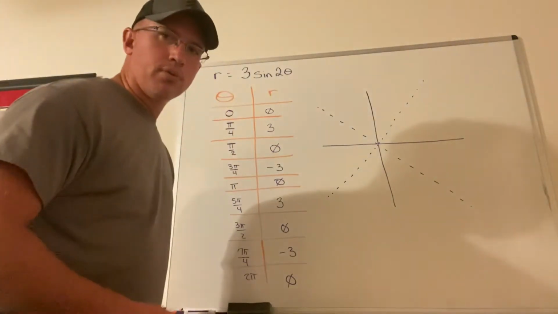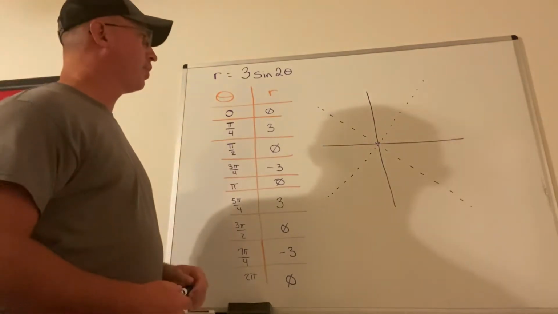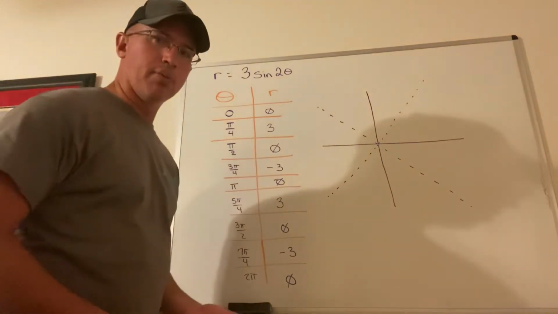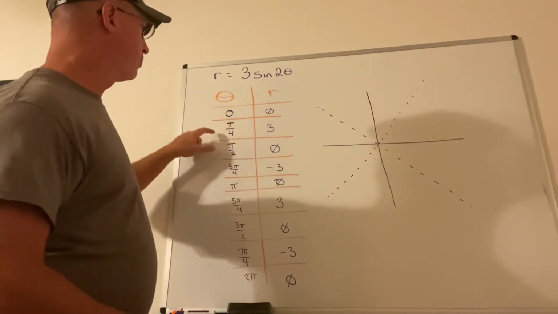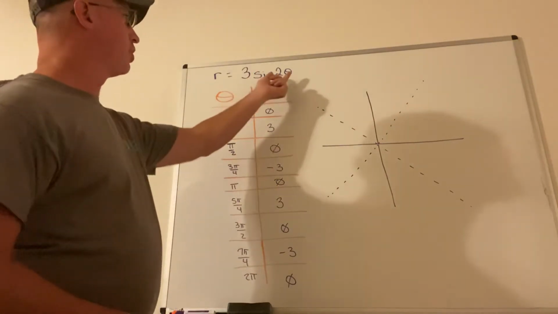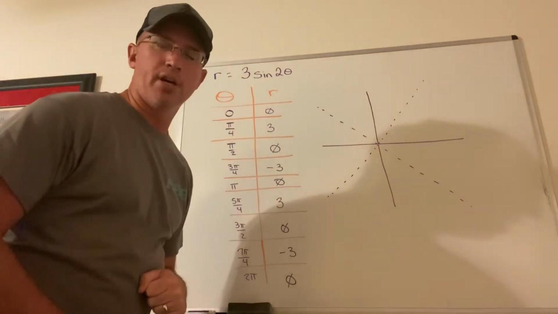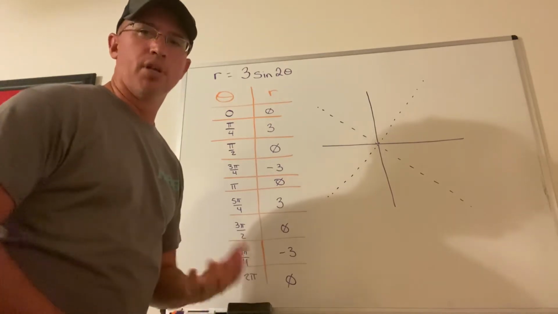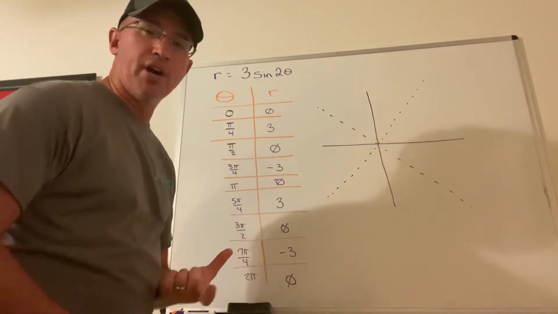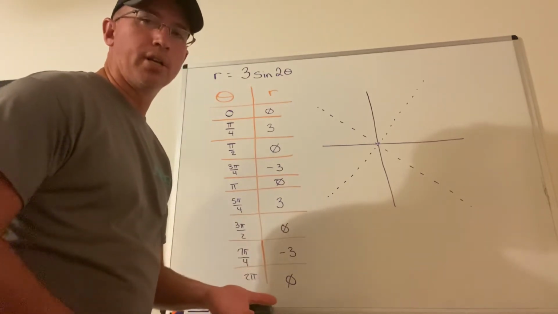I'm going to go through slowly how to graph r equals 3 sine 2 theta. Like we've been talking about in class, you want to pick values for theta that, when you plug them in, make this say the sine of 0 or the sine of pi over 2 or the sine of pi, something to where when you evaluate the sine, you get either 0, 1, or -1.